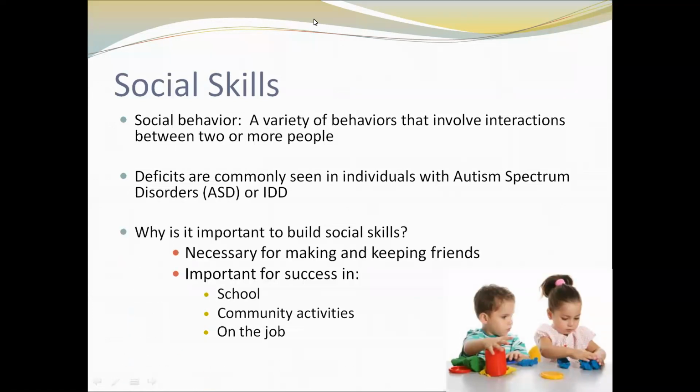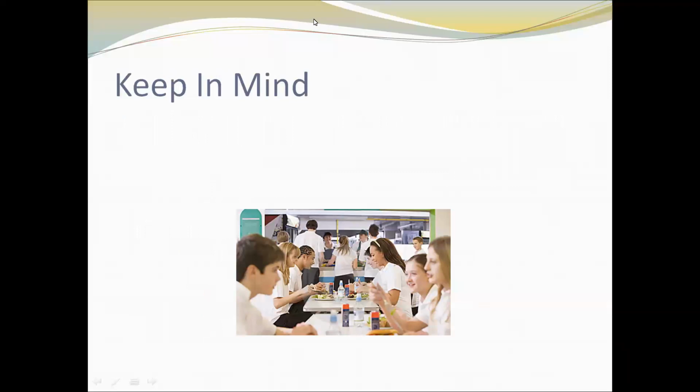Why is it important to build social skills? It's necessary for making and keeping friends, obviously, and it's also important for success in school, community activities, and on the job. A deficit in social skills is something that is commonly seen in children with autism and other developmental disabilities. Some examples of these deficits include not engaging in greetings, failing to make eye contact, and not responding in conversations. I'll say that was one of the things that my son struggled with. The biggest thing was eye contact for him and not appropriately responding in conversations. And those are some of the things that we're going to tackle during this training.